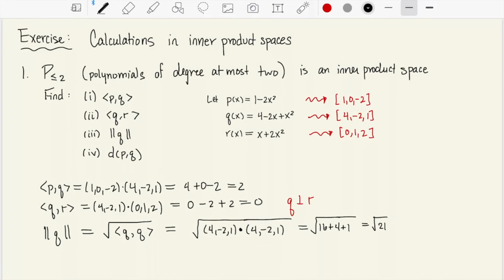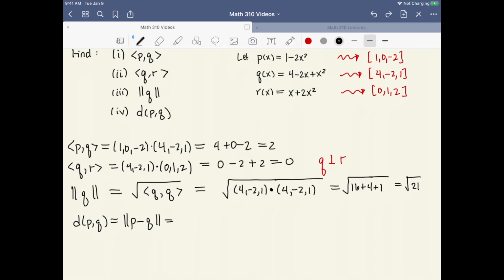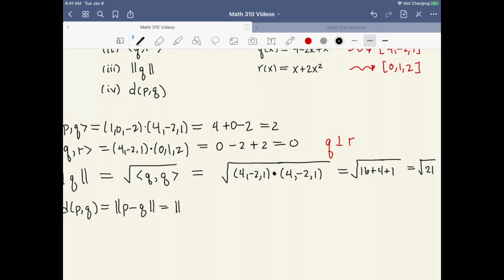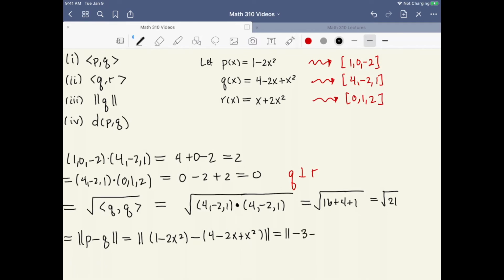Finally, let's calculate the distance between P and Q. The distance between P and Q is given by the length of the vector P minus Q. And at this point, you can take the difference of vectors or you can take the difference of polynomials. I think I'll use polynomials just to demonstrate that it still makes sense that way. So I'll have polynomial 1 minus 2x squared minus polynomial 4 minus 2x plus x squared. So I'm calculating the length of minus 3 minus 2x minus 3x squared.